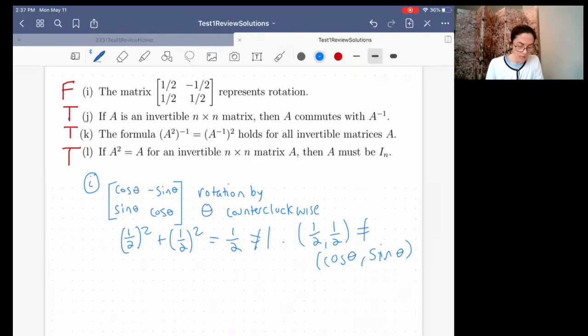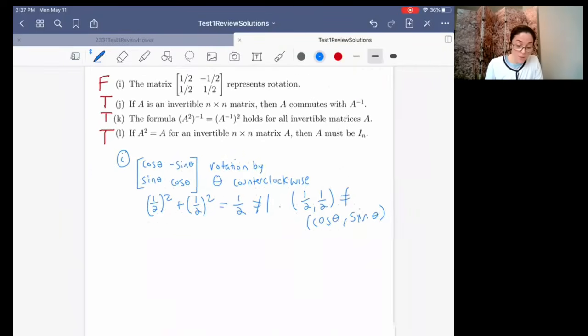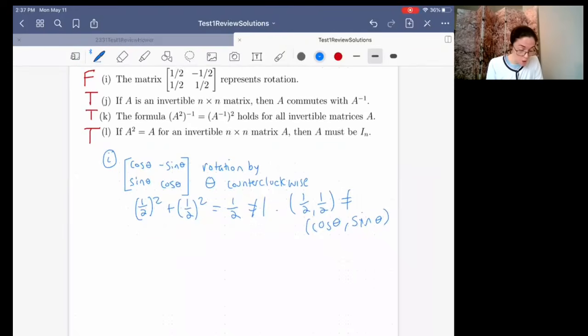Okay, and the last 3 are all true, and the last 3 all have to do with invertible matrices and inverses, and this is our newest topic for the exam. If A is invertible, A commutes with A inverse. Absolutely it does. We've talked about commuting with a matrix even in this review, but we know A inverse A is the identity. So that says exactly that A commutes with A inverse.